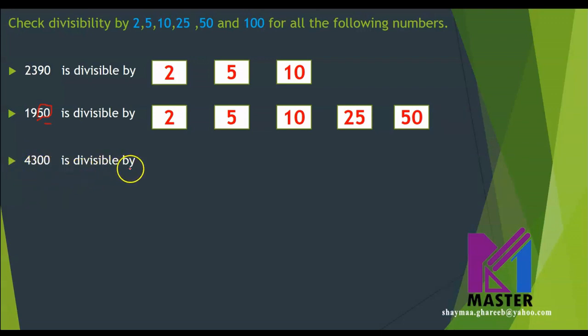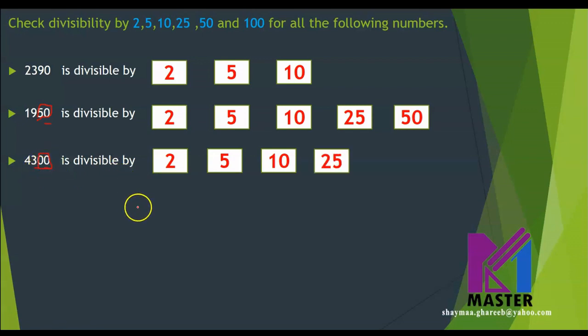4300 is divisible by, of course, it ends with 0, so it will be divisible by 2 and 5 and 10. What about the 25? It ends with 00, so it is divisible by 25 and divisible by 50 and divisible by 100.